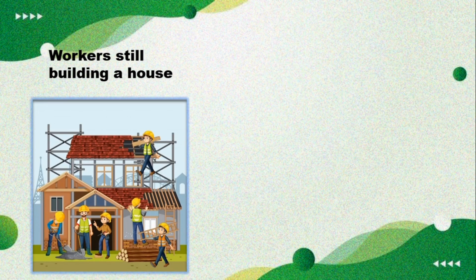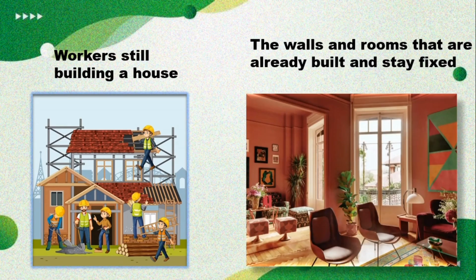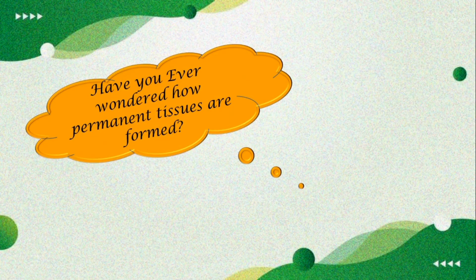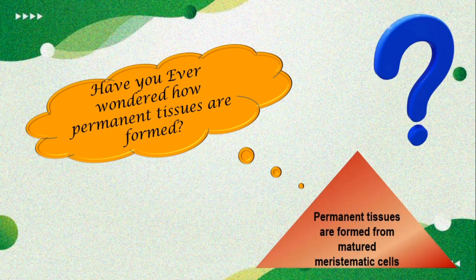Like when workers start to build a house, it acts like a meristematic tissue. Permanent tissues are like the walls and rooms that are already built and stay fixed. So hope you got clarity on this. Moving ahead, you might have got the answer from the previous two examples: permanent tissues are formed from the matured meristematic cells.